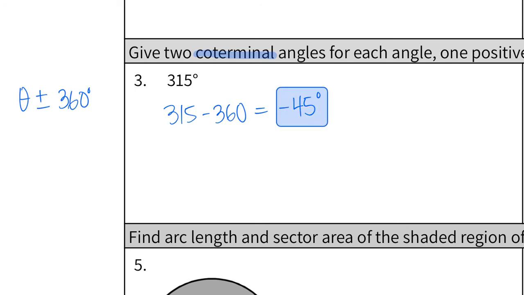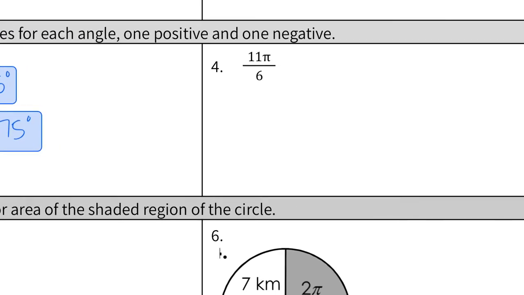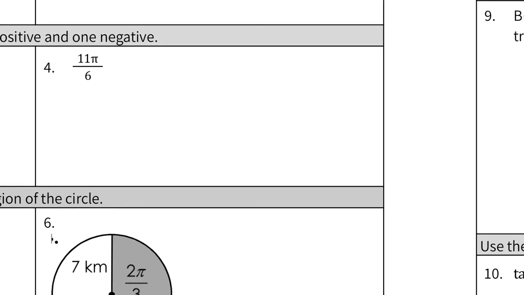Okay, now we want to find a positive one, so this time let's add 315 plus 360 gives us 675. Okay, so that angle would also land right on top of our 315. So the trick here is just that 360 is a full rotation. Okay, for this one here, it's the same idea. It's just that when you're in radians, a full rotation is 2 pi. So you're going to start with your angle, theta, and either you're going to add or subtract 2 pi.